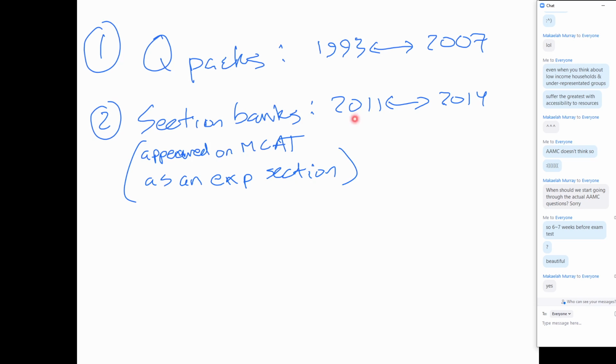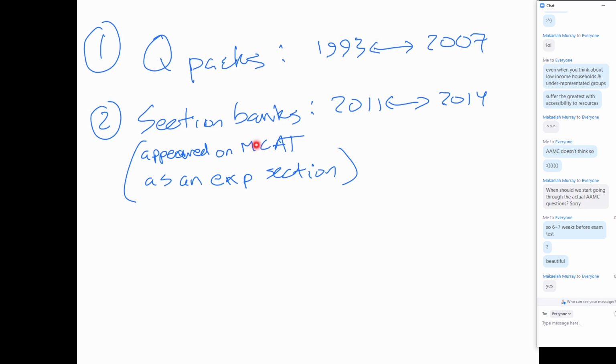Are the ones in the section banks the ones that were deemed good enough to make the real MCAT, or the ones that were filtered out because they had a small issue either in the passage or one of the questions? These are the ones that almost made it. They're almost good enough to be MCAT passages.